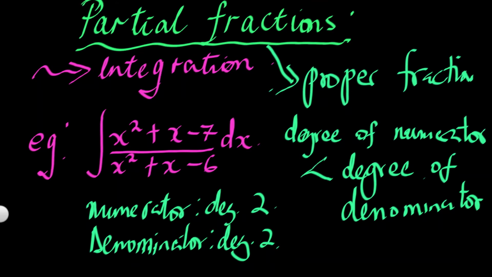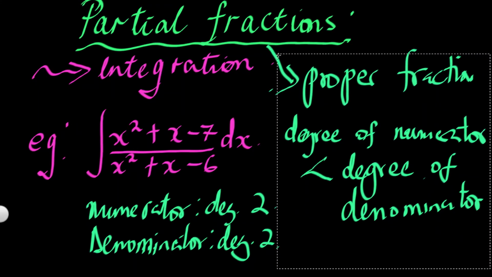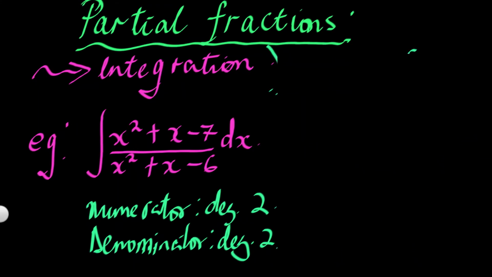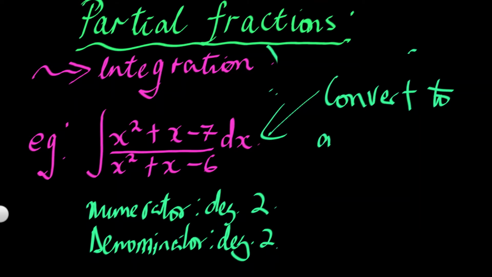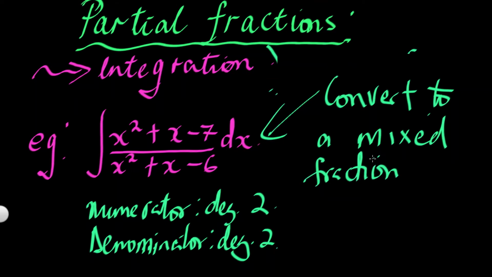Now that we know that it is an improper fraction, what do we do? This is something that you should know here. We know it's an improper fraction. What do we do then? Because we can only do partial fractions if we have a proper fraction. But because we don't have a proper fraction here, convert this to a mixed fraction. This is what you do first before you do your partial fractions.